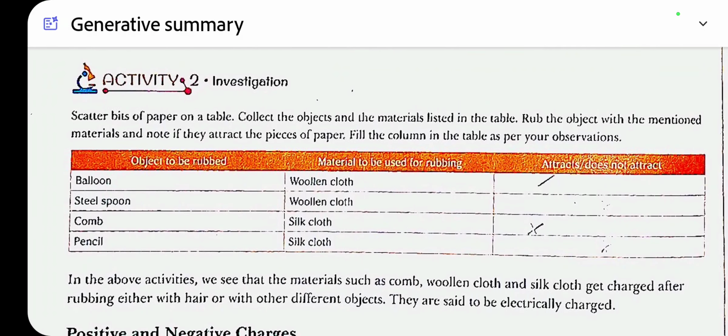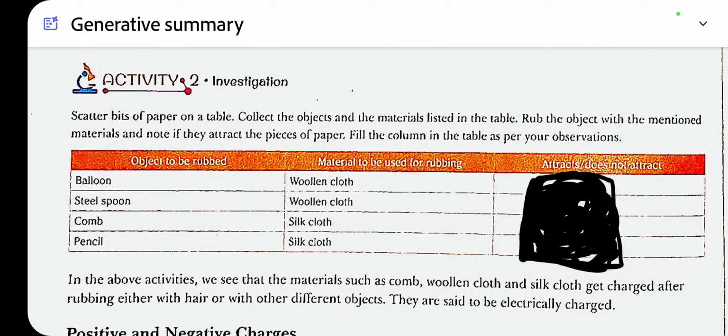Now our second activity is to scatter bits of paper on a table. Oh my god, again pieces of paper. Collect the objects and the materials listed in the table. Rub the object.